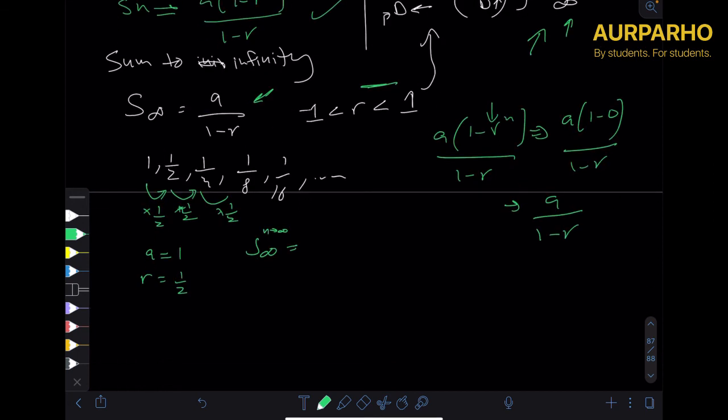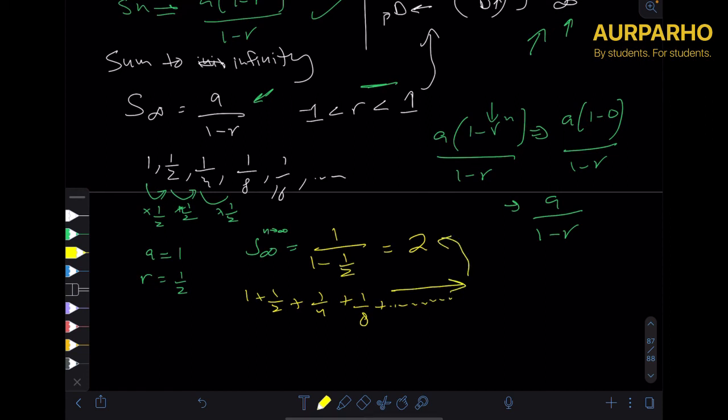Right. So here a is 1 and r is half. So 1 minus half, this will give me 2. Right? And what this is saying is that 1 plus half plus 1/4 plus 1/8, and all the way you can go, the more you are adding up the terms, the closer you will get to 2, right? And if you could somehow keep on adding all the way to infinity, you will get to 2.